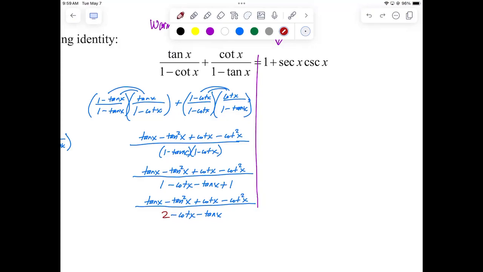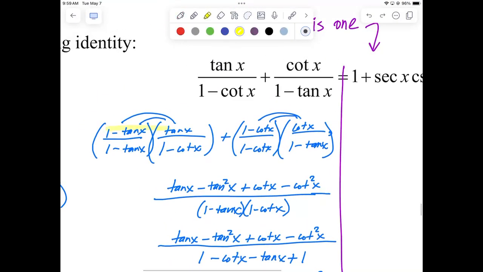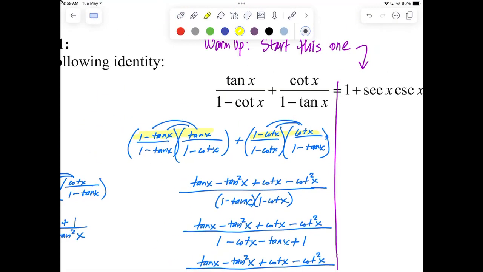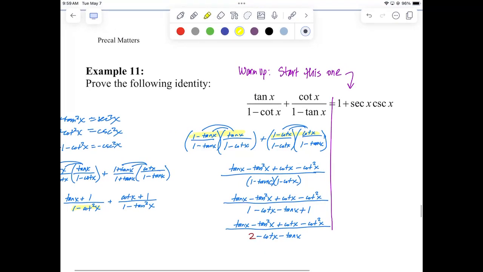Oh, how? Well, do you see a common factor? We got 4 terms on the top. If I factor the top, it'll look just like this up here. It'll be tangent times 1 minus tangent, cotangent times 1 minus. It would be partially factored. I can't factor the whole thing.